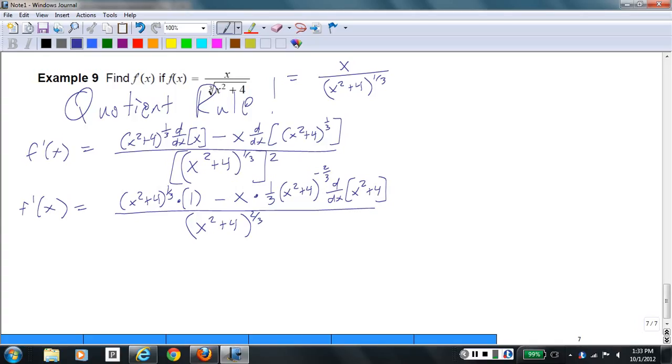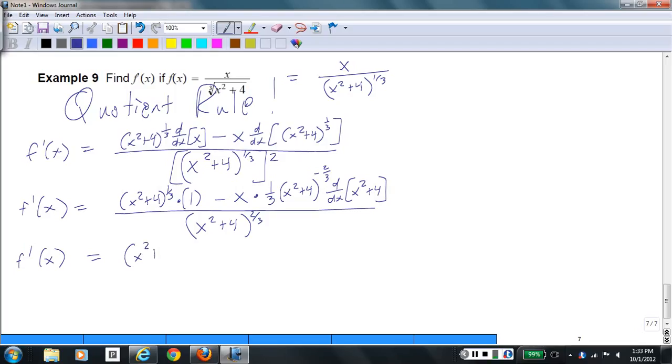Maybe there's some other things that we can do. Is it too soon to think about factoring a common factor out of the numerator? X squared plus 4 to some power? F prime of x equals, it's not too soon to start thinking about it. It feels like it's too soon to start doing it.